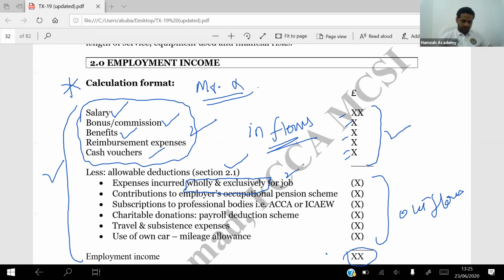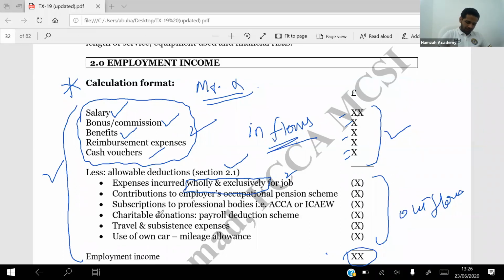These contributions of 50 pounds each month, paid by the employee, are also deductible. Subscriptions to professional bodies: this is very easily understandable for everyone. ACCA, or any lawyer or engineering body, or anything related to any profession. If the person is paying that sort of subscription on a yearly or monthly basis, those subscriptions are also allowed. There is a law applicable also that those bodies should be accredited or approved by HMRC. We will see that later. But such subscriptions are allowed to be deducted from the employee's employment income.